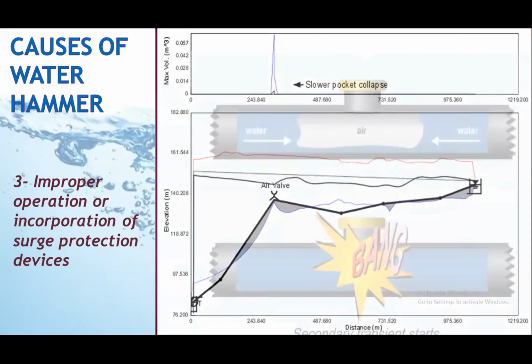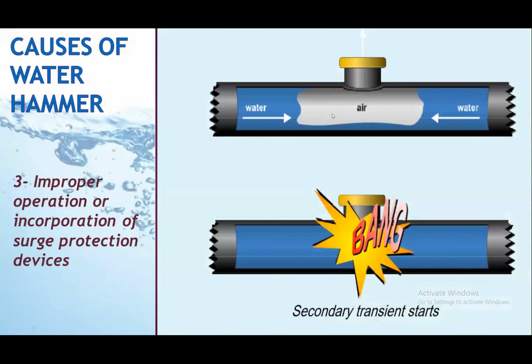What will happen? Okay, the same. If the size of the valve is not proper for the operation, or the operation of the valve itself is very fast, that will lead the two water columns to collide together, causing damage to the pipe and to the air valve itself.